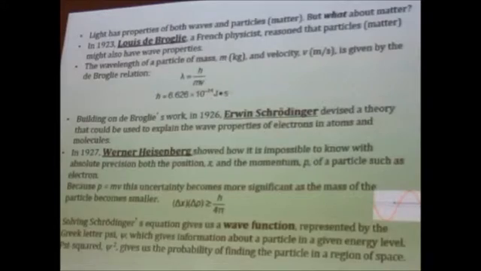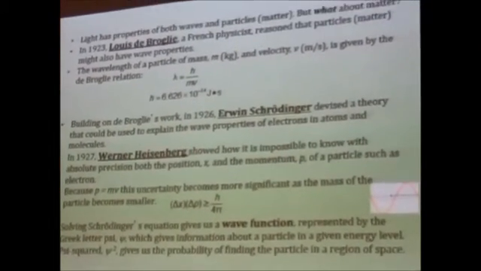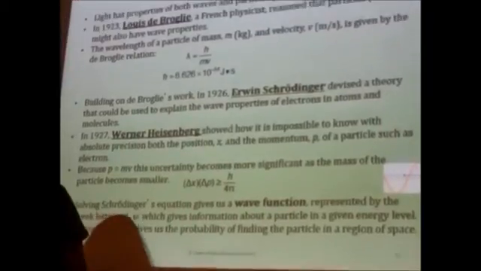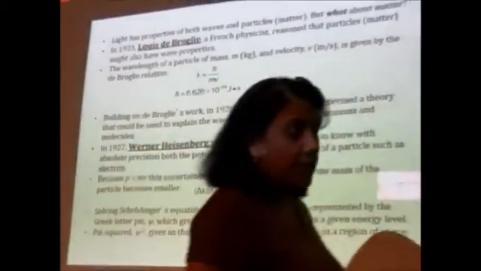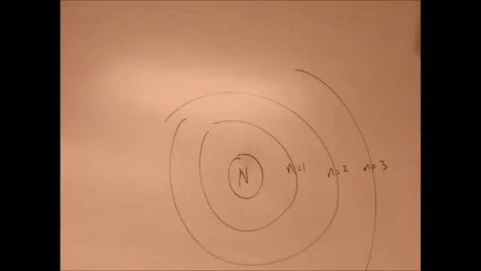Now, going on a little bit further into the structure of the atom. So we have this right here, where you have the Bohr atom, in which you have the nucleus, and then you have the shells, shell number 1, 2, 3. But then we haven't figured something out yet.